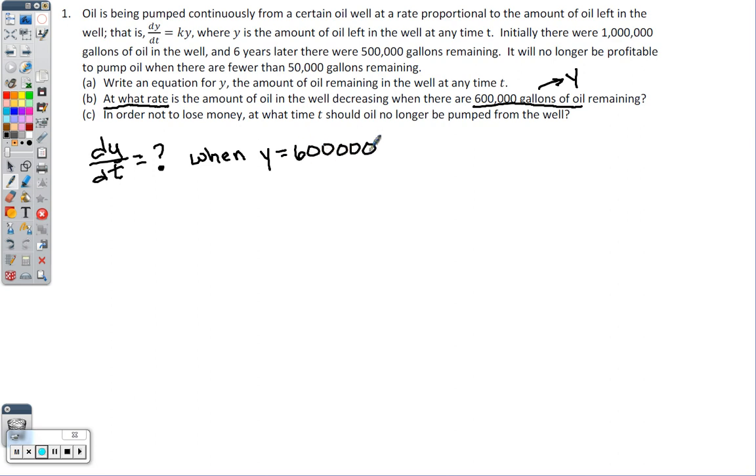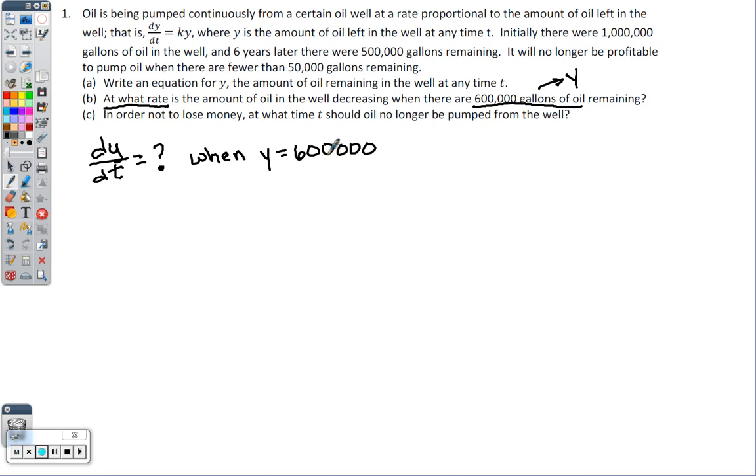600,000, right? And if you're not sure, just look at the units, right? So Y is the amount of oil, and they'll tell you, we've been using that for gallons, right? This is in gallons. Time, right, would be in years, not in gallons. Okay, so at what rate dy dt when y equals 600,000?